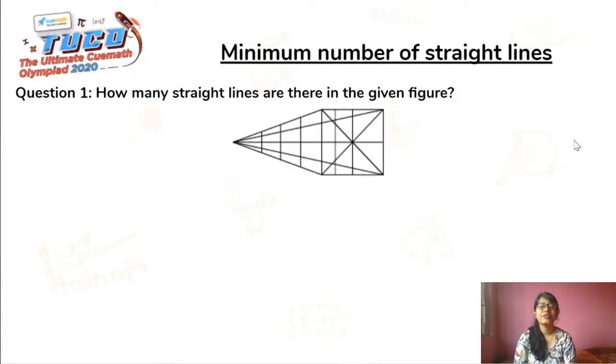So here goes our first objective, minimum number of straight lines. The session is going to be very interesting. Stay tuned throughout the session. And all you have to know in this particular topic is counting, observation and counting. If your observation skills are good and if you know how to count, that's it. You know the topic well.